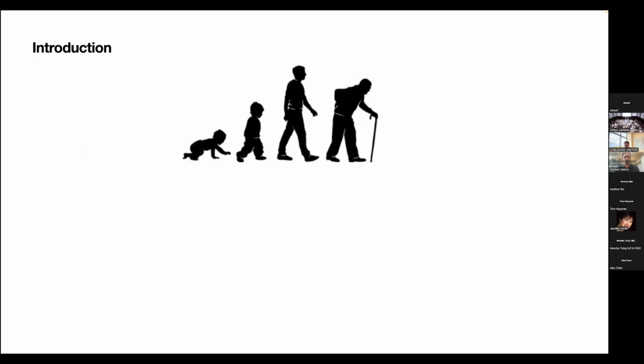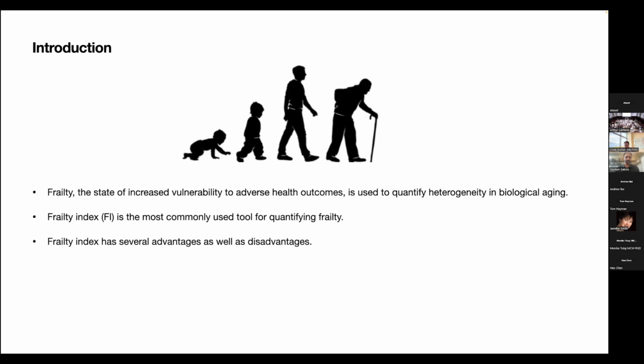So aging is a terminal process that affects all biological systems. Biological aging, however, in contrast to chronological aging, occurs at different rates for different individuals, i.e. it's heterogeneous. So the concept of frailty is used to quantify this heterogeneity in biological aging. Frailty index, FI, is used to quantify this heterogeneity, and frailty index is the most commonly used tool for quantifying frailty.